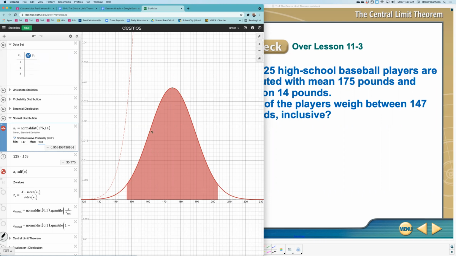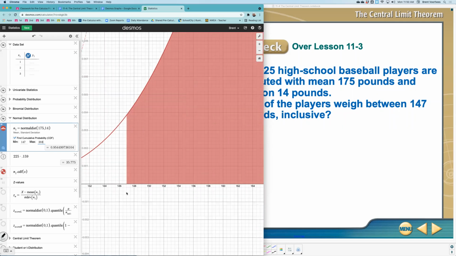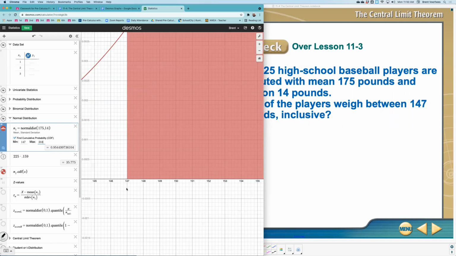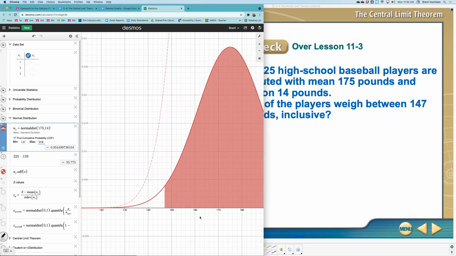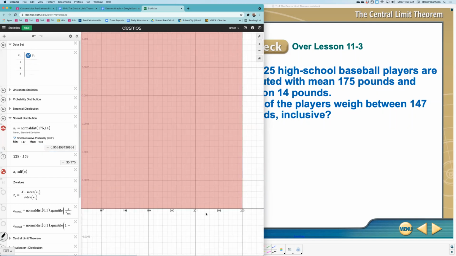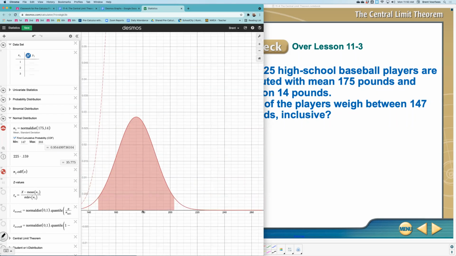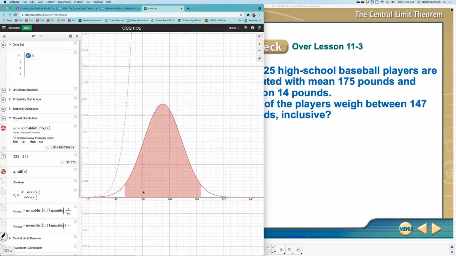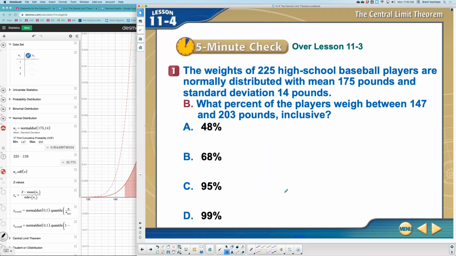So we're looking at the area in between. Here would be 147. If you zoom in, you'll see that that is 147 there. Yep, 147. And this weight over here, that would be 203. So what percentage of players? Well, it's this area under the curve, which is represented by 95.4%. So 95.4 is approximately 95%. That would be the value there.